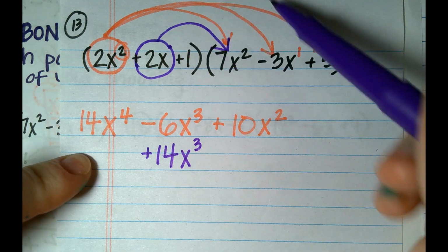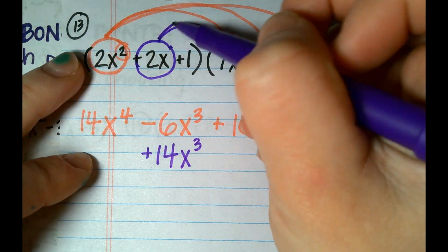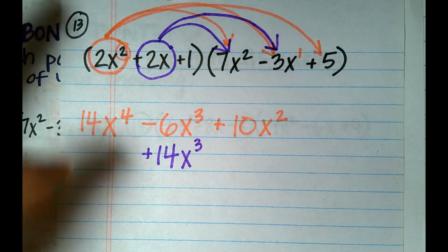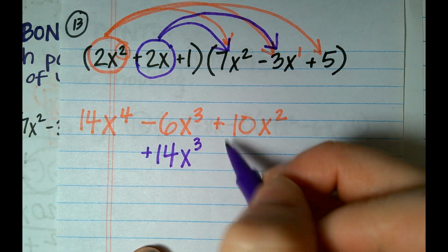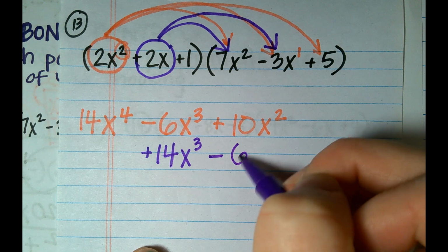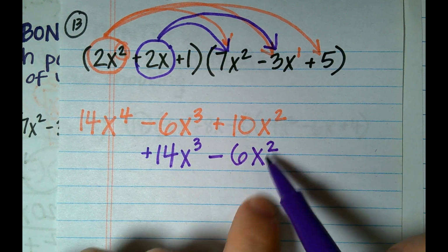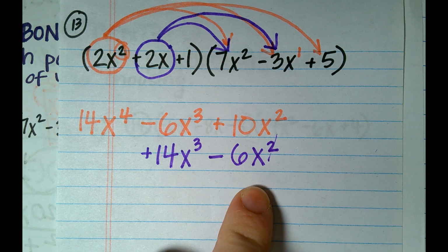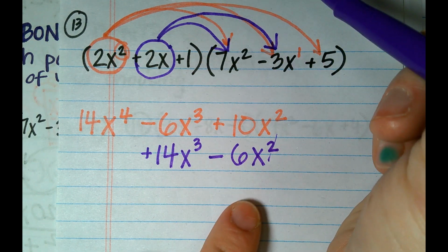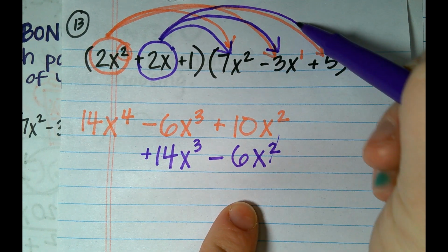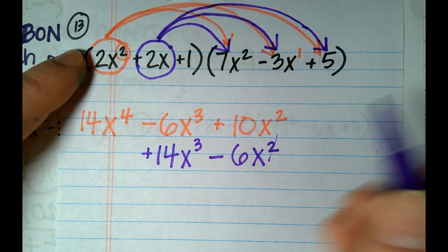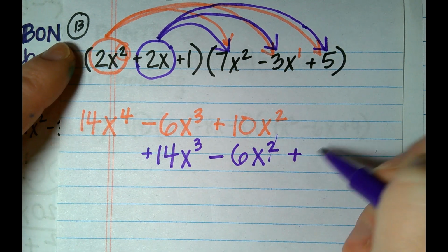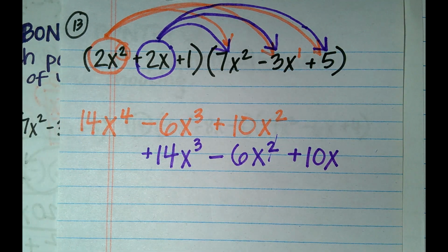So now we're going to continue with the distribution. 2x times negative 3x. What will that give me? Negative 6x, good, squared. And notice how that lines up with the 10x squared really nicely. And finally, what else do I multiply? 2x. Yes, 2x times 5. What will that give me? 10x. Good.